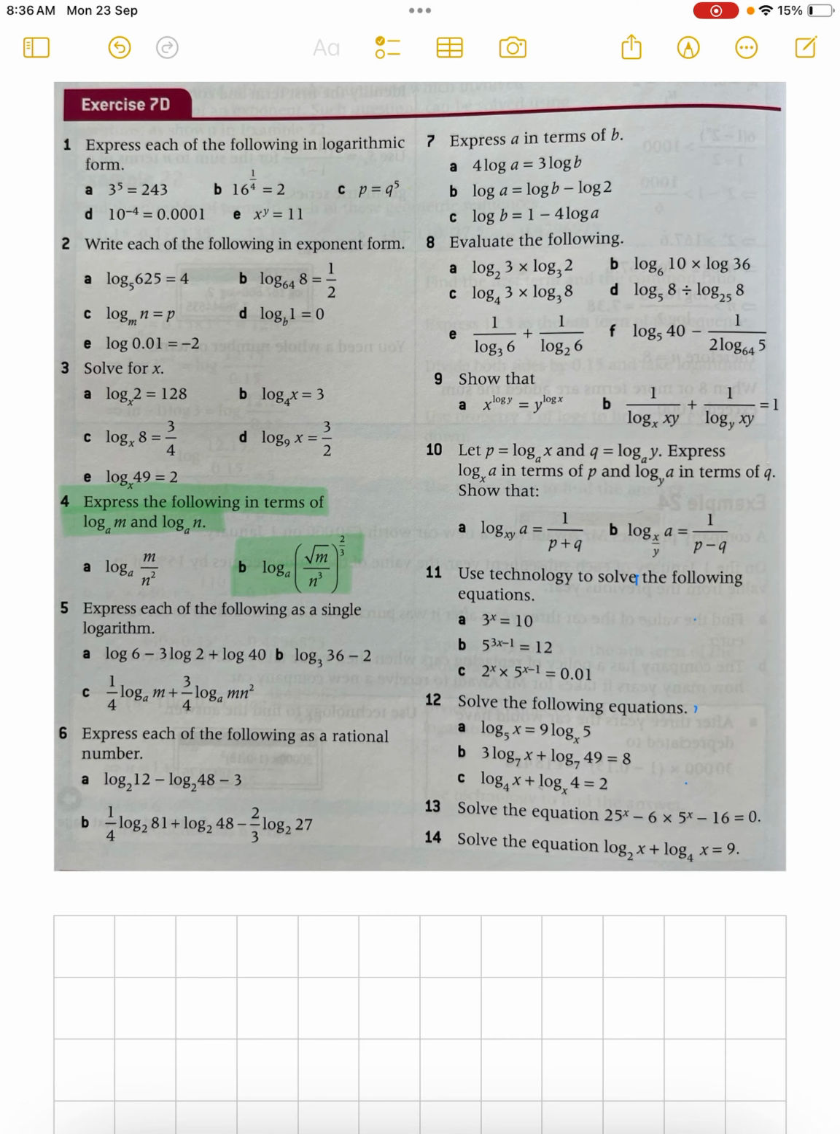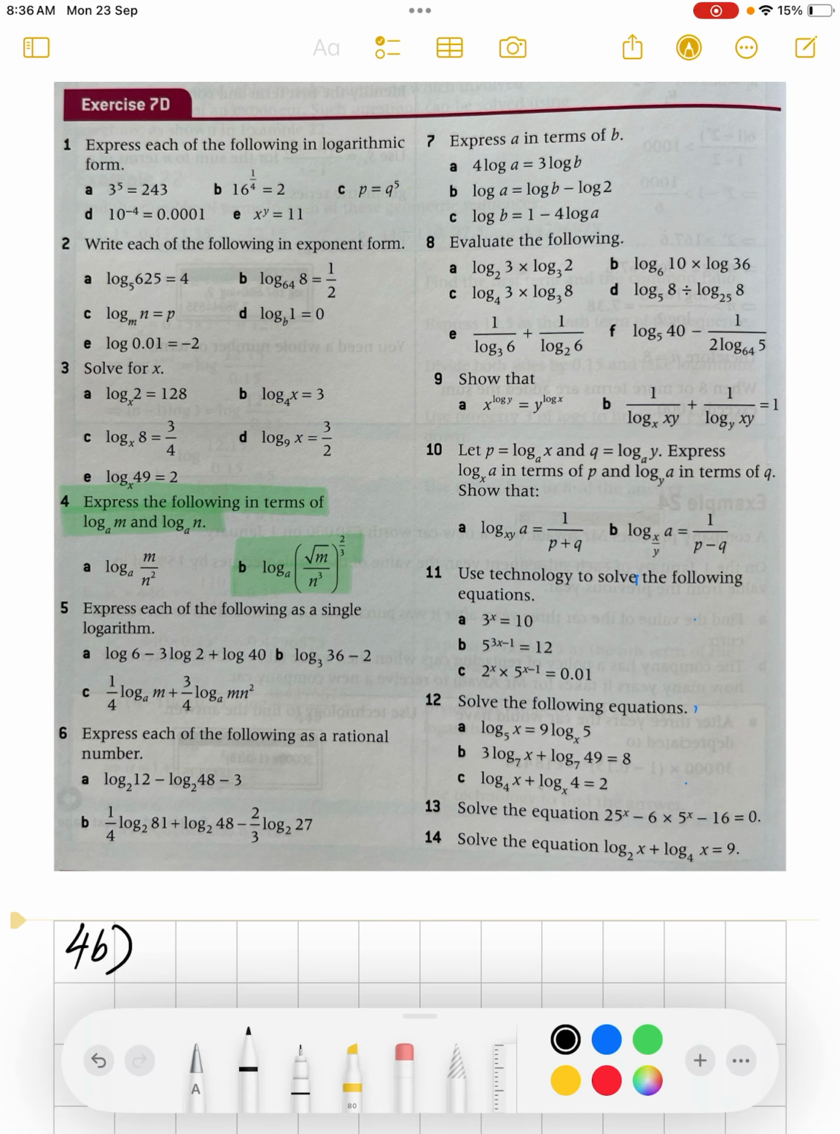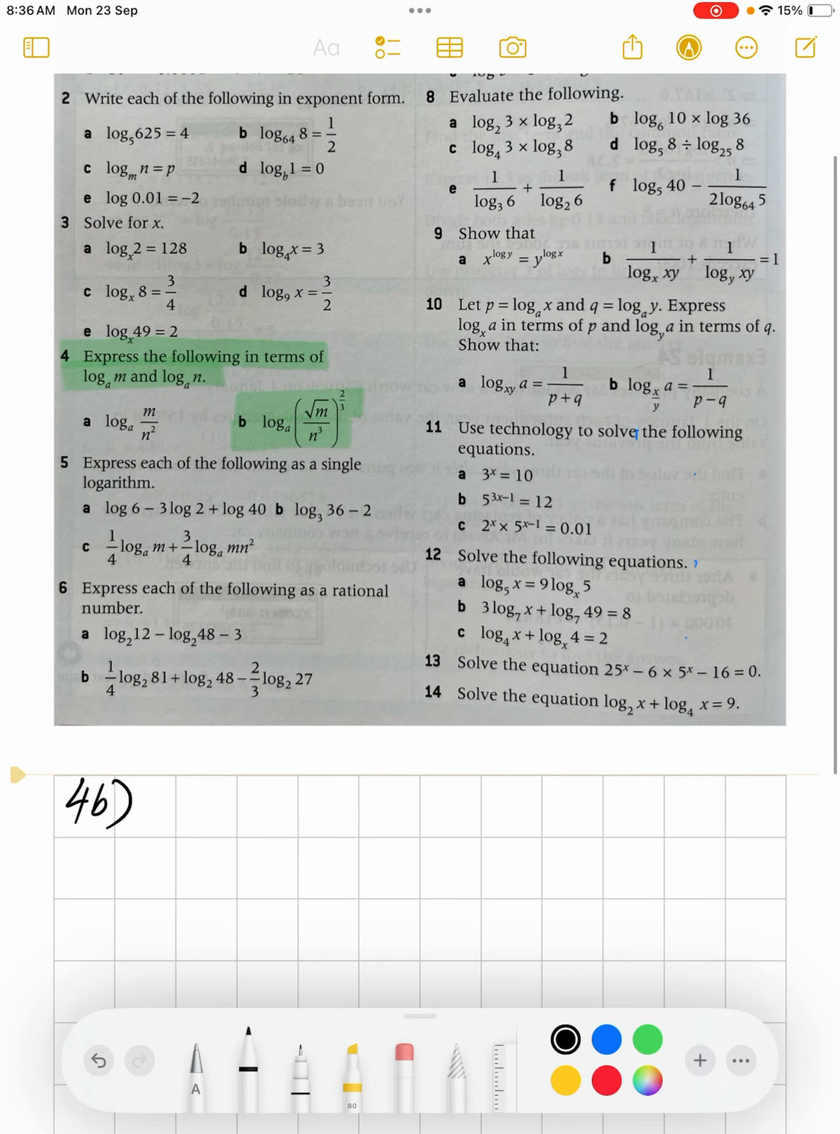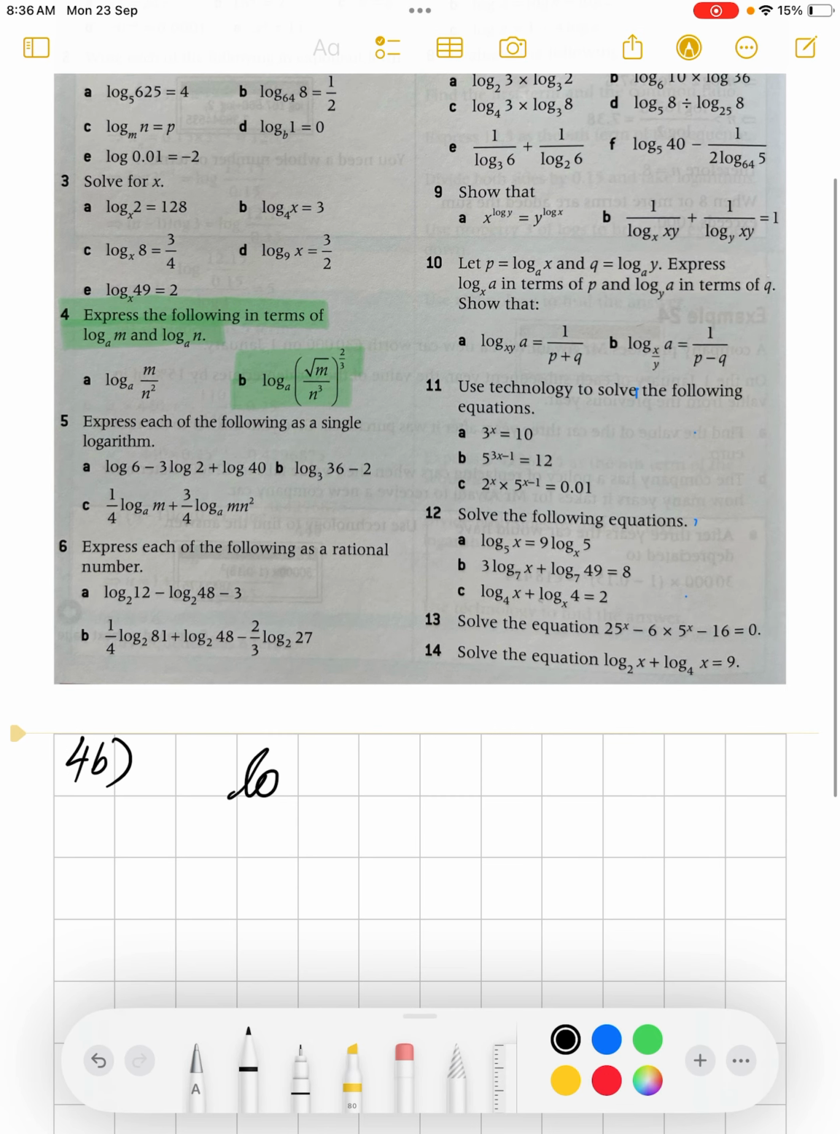I'd like to look specifically at question 4b. Now this says to express the following in terms of log of m and log of n, both to base a. And so let's write the question. We've got the log to base a, and we've got the square root of m on the numerator, n cubed on the denominator, and we've got a 2/3 here.